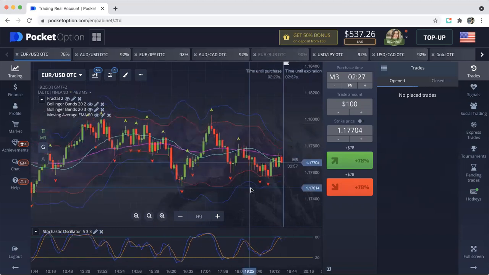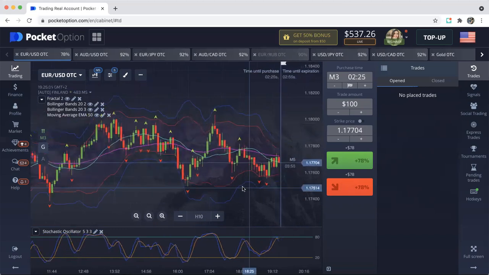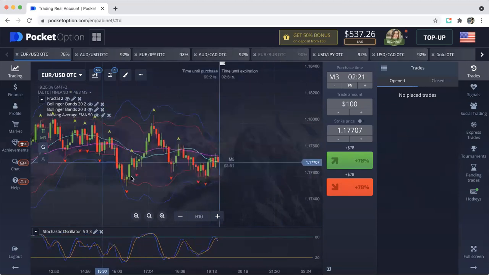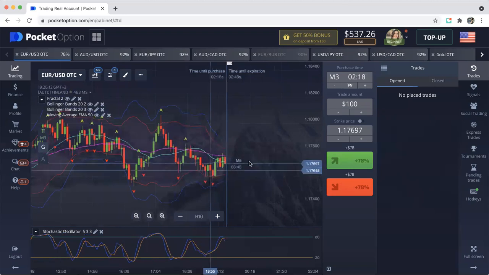Now, here's an example right here. We're going to go back a little bit because right now, I don't like that. You do not trade in anything that looks like that. I can tell you, it's a mess. You lose your money. It's not worth it.